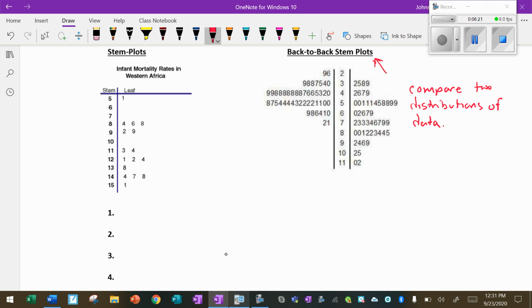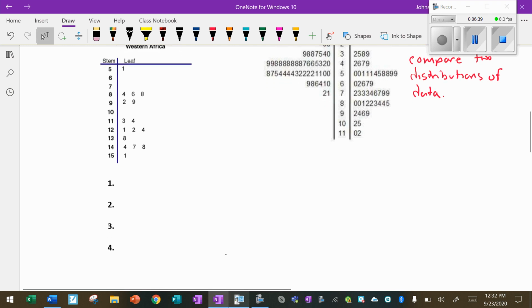Or let's say you had data from iPhones and Google phones, or you want to compare Honda vehicles to Toyota vehicles. You have some kind of quantitative data for two different sets and you want to compare them to each other.